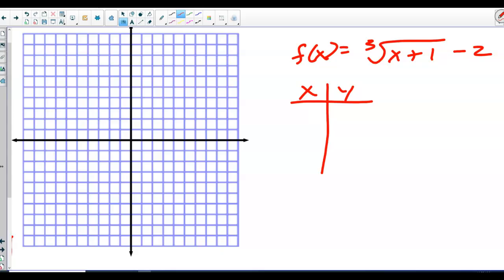So I'm going to start with my -1. That gives me my 0, and I've got to go in both directions. -2 and -9.